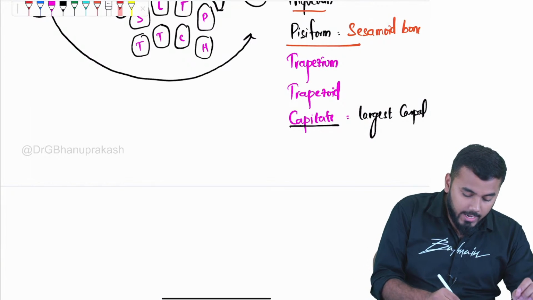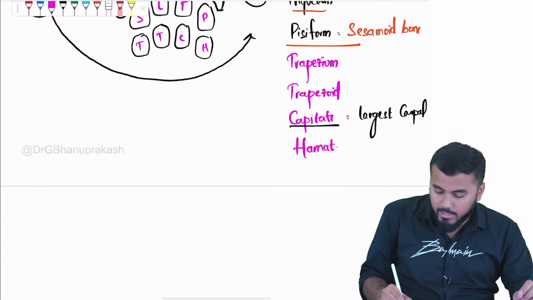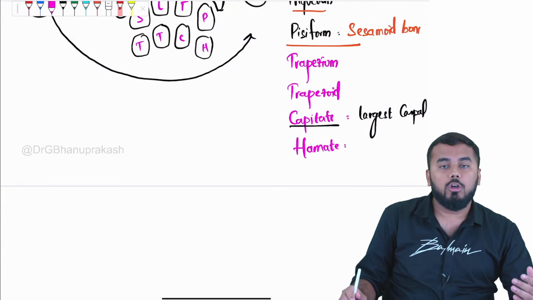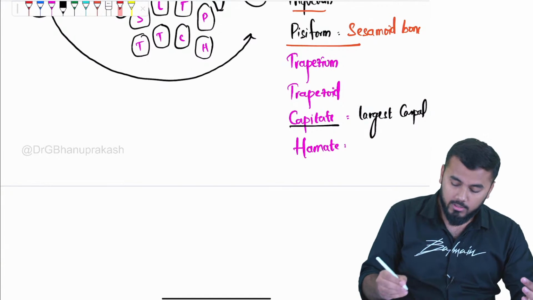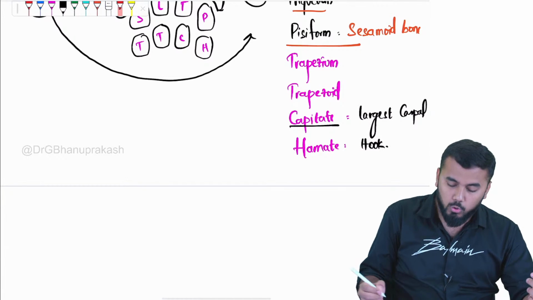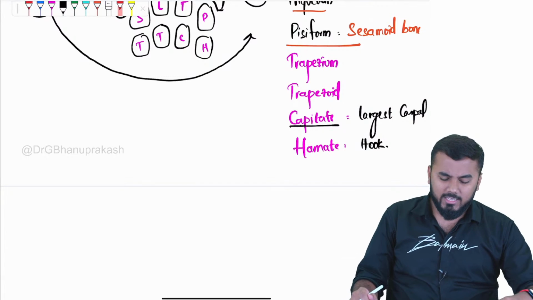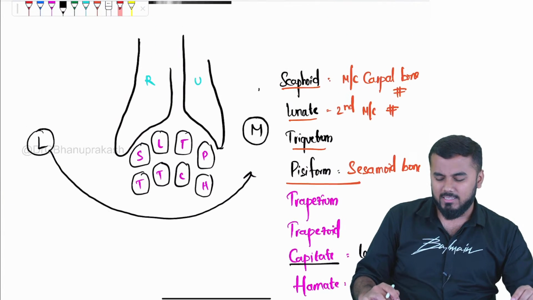Next, after capitate, we have got hamate. Hamate, H for hook, right? Hamate has got a small hook like thing like this. So a hook shaped bone, or a bone which has got a hook, is called hamate. So I think this is enough, guys. This is enough regarding this.